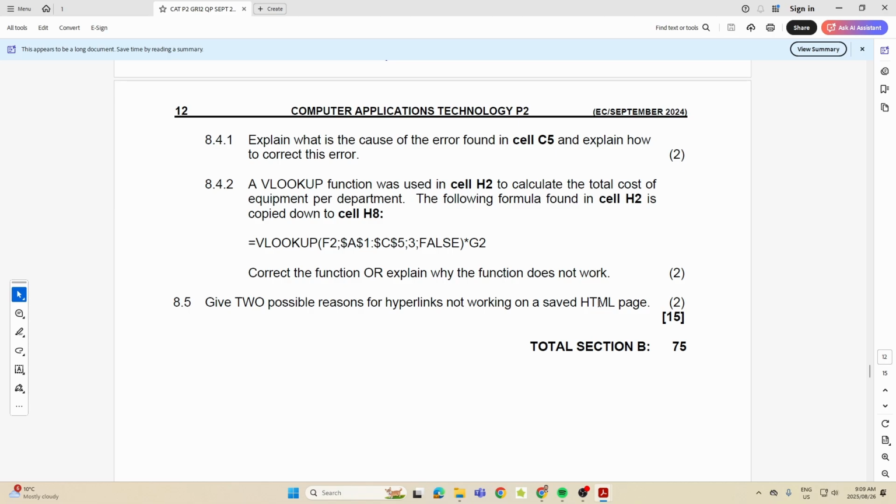So that really brings to an end section B. And I hope this helps you now as we move over to section C.